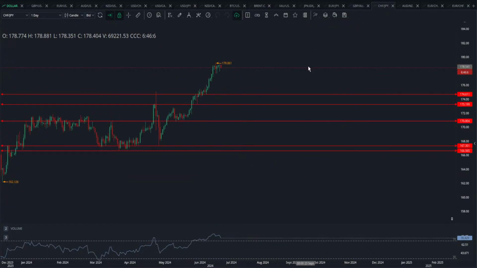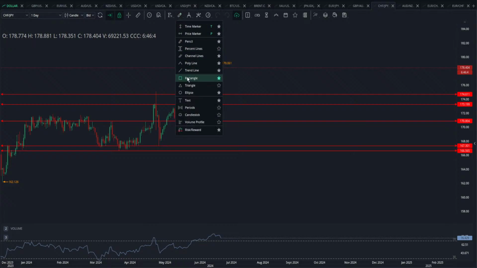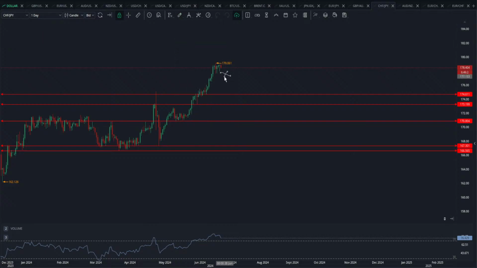CHF JPY consolidation. There's nothing here now. You should not be trading CHF, not selling, not buying. So just stay away from this market also. Although, where is the support? So support is here, resistance we are not aware of, so stay away from this market, guys.